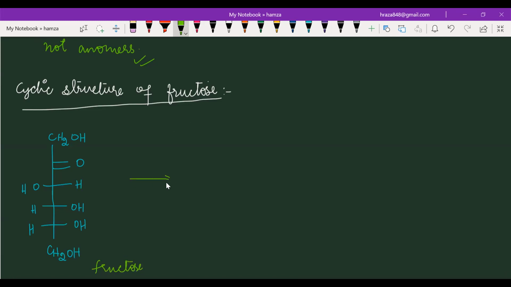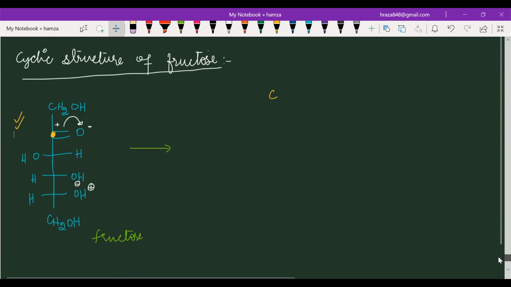We do it in the same way that we did for glucose. The doubly bonded oxygen is more electronegative, so it will be negative and this carbon will have positive, and it will be like this. And again the last carbon like this, H plus and OH minus. You just need to add positive to negative, negative to positive. Before writing this, please let me know the total number of chiral carbons in this Fischer projection.